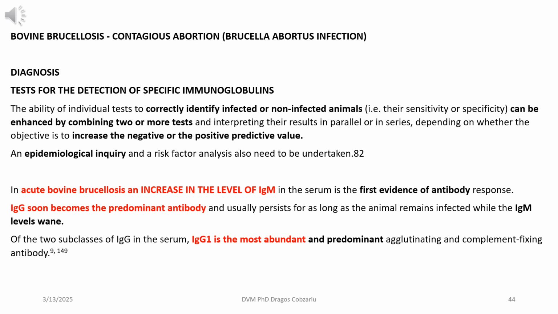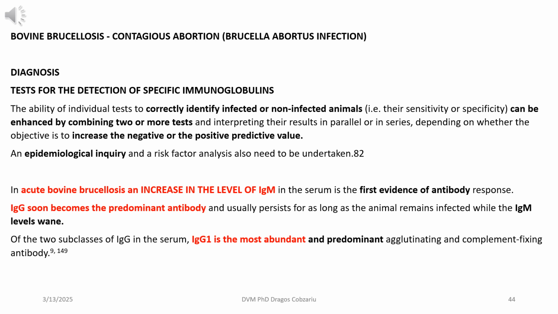Tests for the detection of specific immunoglobulins. The ability of individual tests to correctly identify infected or non-infected animals, i.e., their sensitivity or specificity, can be enhanced by combining two or more tests and interpreting their results in parallel or in series, depending on whether the objective is to increase the negative or the positive predictive value. An epidemiological inquiry and a risk factor analysis also need to be undertaken.